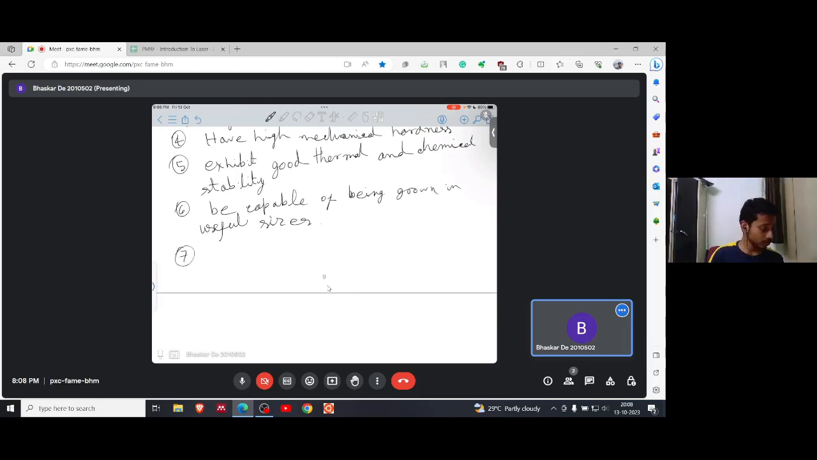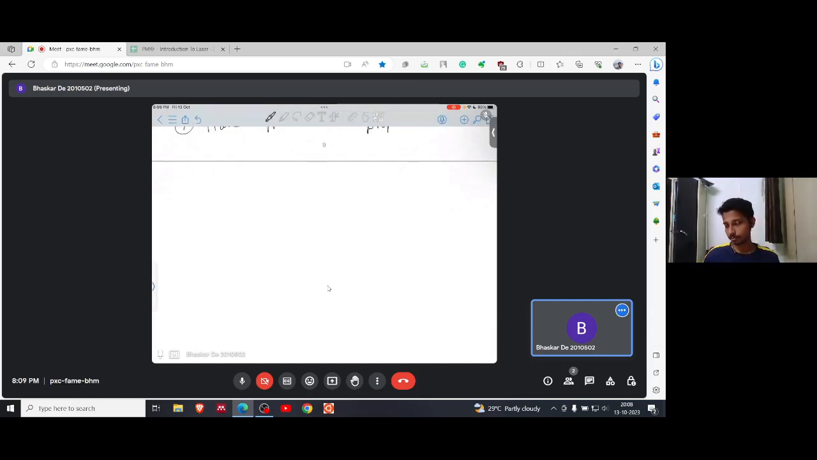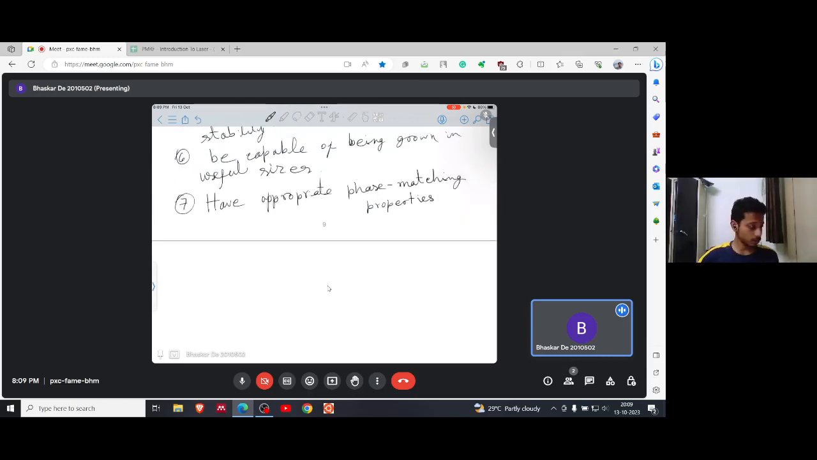And then there is another condition: have appropriate phase matching properties. So we'll talk about this phase matching condition.